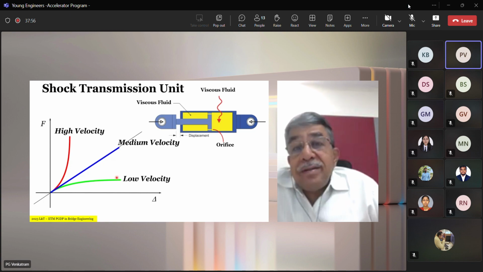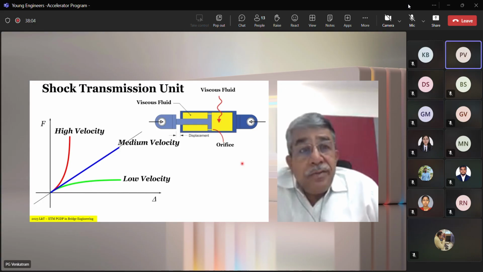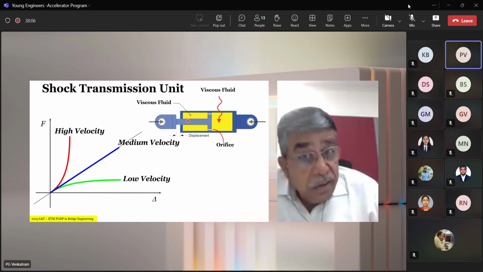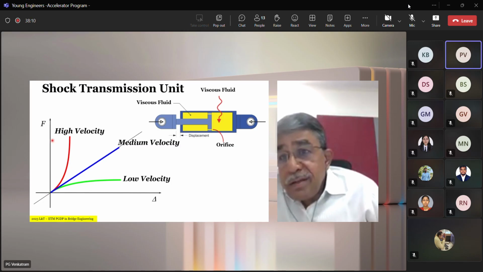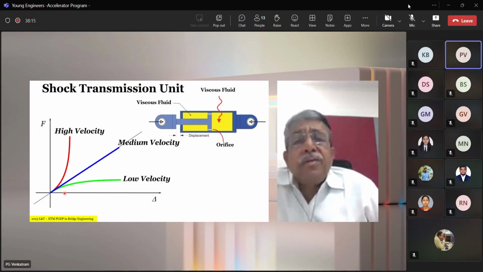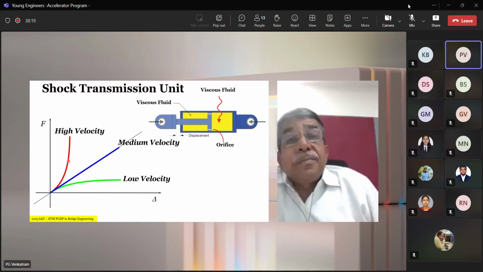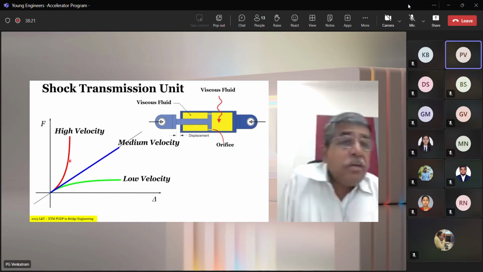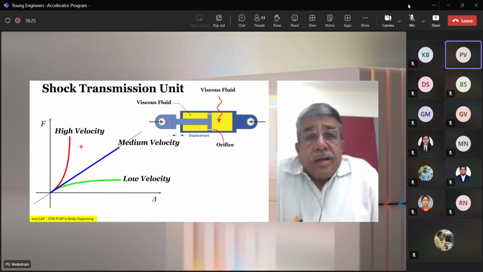If the movement is at a medium velocity, then the force and displacement will linearly increase. And if the movement is at a very high velocity, as in the case of a seismic event, then the force increases exponentially while the displacement increases by a very small amount, which means between the superstructure and substructure, locking has taken place. This is the fundamental behavior of a shock transmission unit.